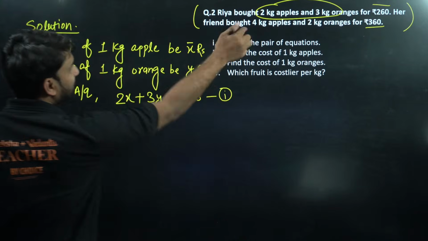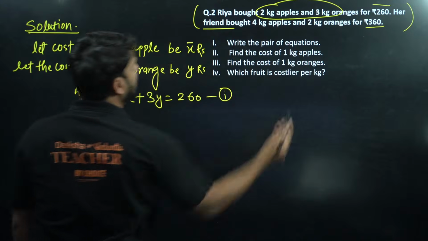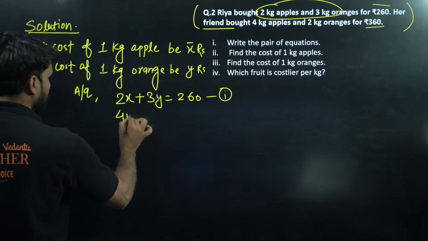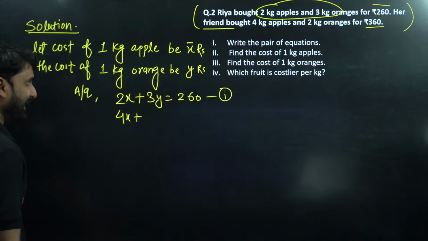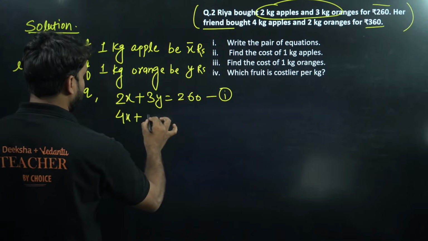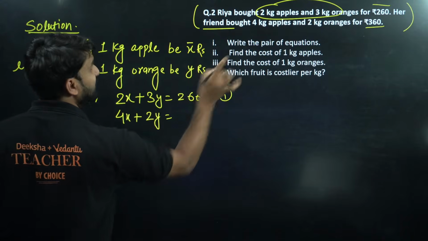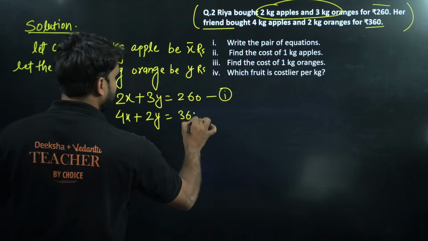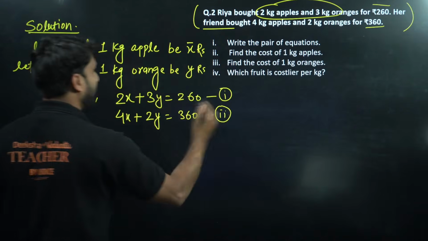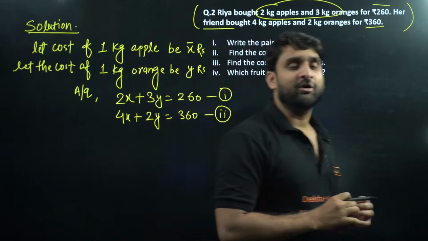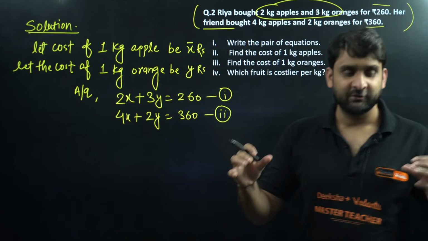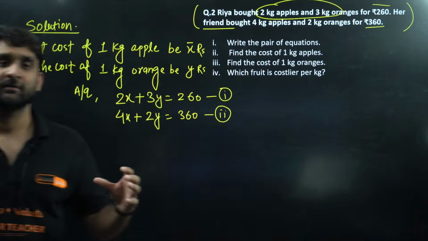Okay, so read next. Her friend bought 4 kilogram apple, so 4x, because the cost of 1 kilogram is x, and 2 kilogram oranges, so this will be 2y is equal to 360 rupees. So this is the 360, which is equation number 2. Wow, 50% of the solution is done.